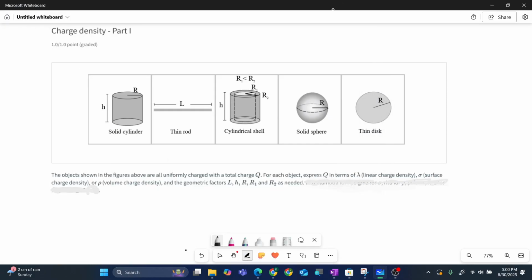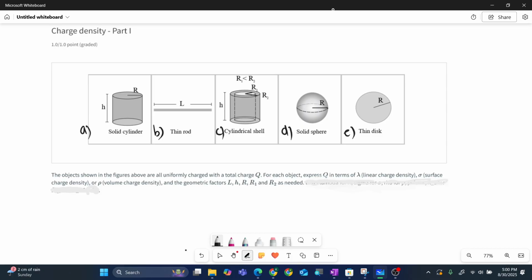Okay, so now we know what charge density is. I have a question on the board, so I want you to pause the video now, give it a go, and then we're going to go through the question together. Okay, so welcome back. This question is very easy.